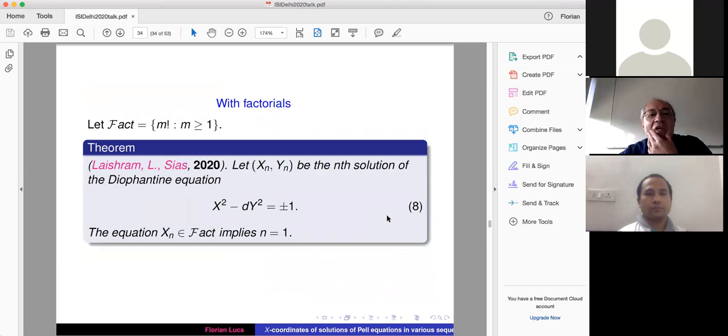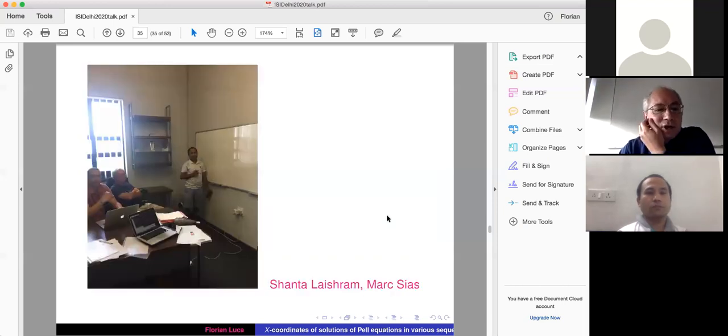All right, with factorials, this is the result that we obtained when Shanta visited me in December of 2018, where I wanted to play the same game. Can x sub n be a factorial in 2 different ways? Well, it turns out that there we could do much better. We could say that if x sub n is a factorial, then n is equal to 1. And here's a picture of Mark, my PhD student, and Shanta proving this theorem, and this is myself. This is done in my office at Wits.